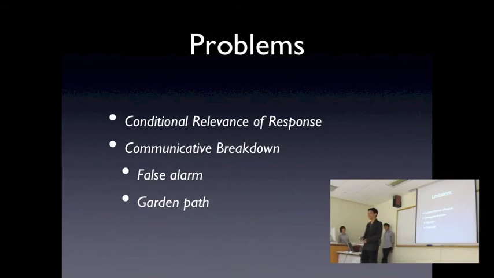Next is communicative breakdown, or a breakdown in communication. What this means is that you have a machine and you have a human and they have to communicate. But what happens if they don't communicate, like in the Cold War? Then you have communication breakdown. There are two types of communication breakdown. One is false alarm, whereby there's nothing going wrong, but the machine tells you that there's something going wrong.